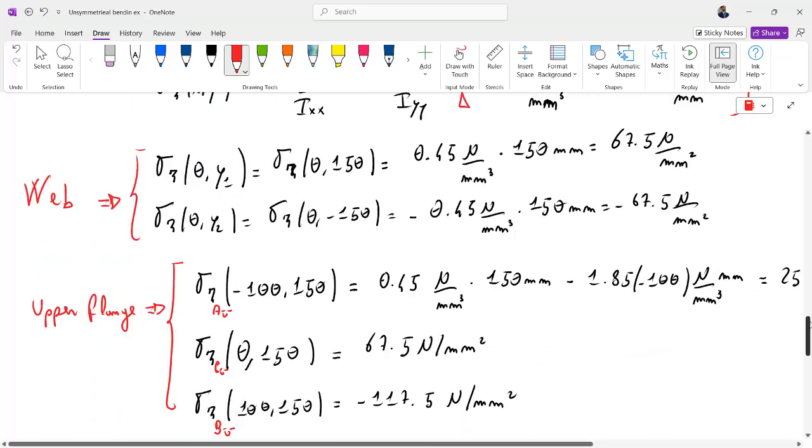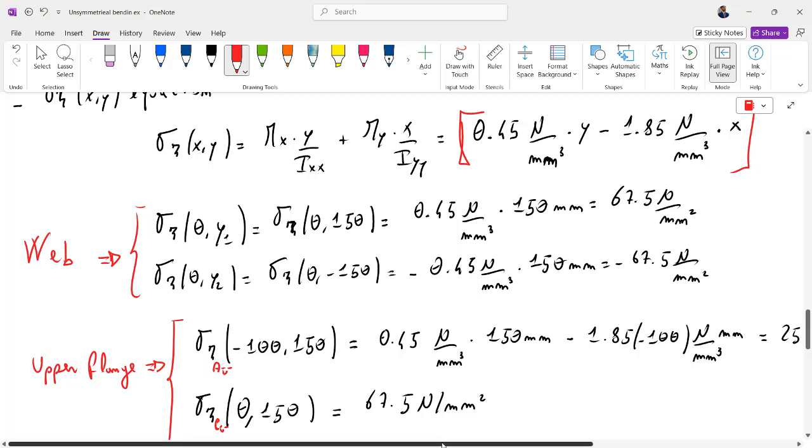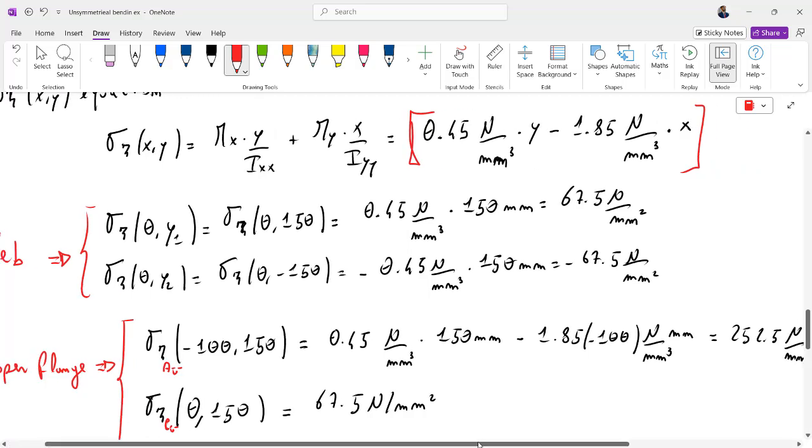These two formulations of sigma z are also related only to the contribution due to Mx. If you look at this equation, if x is equal to 0, I lose this quantity. This quantity is related to the contribution of My, this quantity here. So I obtain only the contribution of Mx.